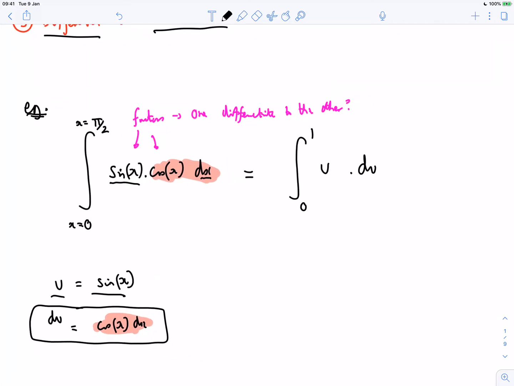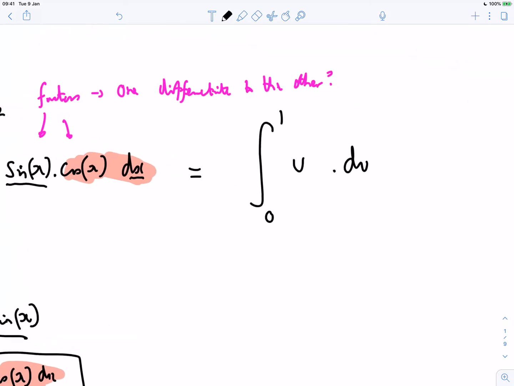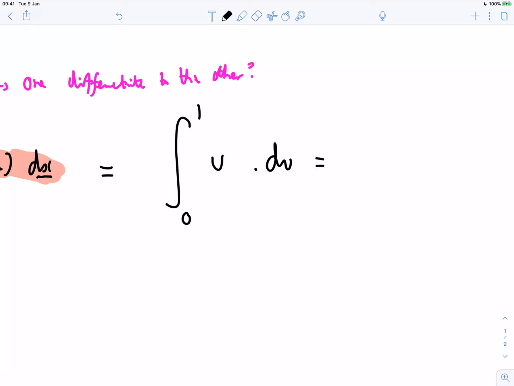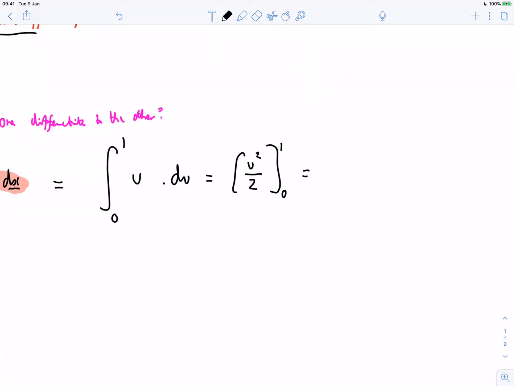And now, lo and behold, this rather disgusting looking integral with trigonometry and limits in terms of pi has now just become a really easy integral, and all I have to do now is integrate u with respect to u, so that's just u squared over 2, and evaluate this between 1 and 0. So this is just going to be, sub in 1, so I'm going to have 1 squared over 2 minus, when I substitute 0 in, 0 squared over 2. So clearly the answer is just 1/2.